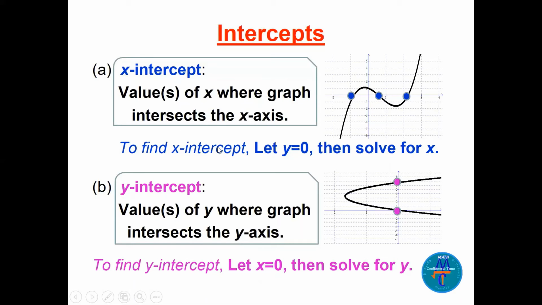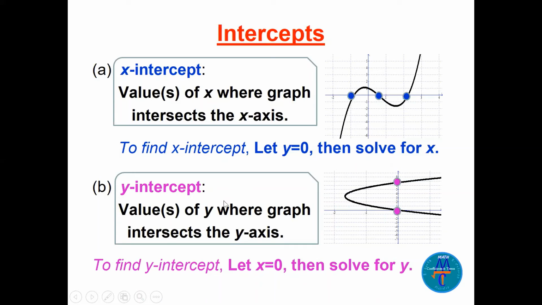So to find the x-intercept, let y equal 0, because the x-intercepts are points on the x-axis. On the x-axis, we have y equal 0. So let y equal 0, then solve for x. You can always do that for any function, any graph, any relation even: for the x-intercept, put y equals 0 and solve for x.